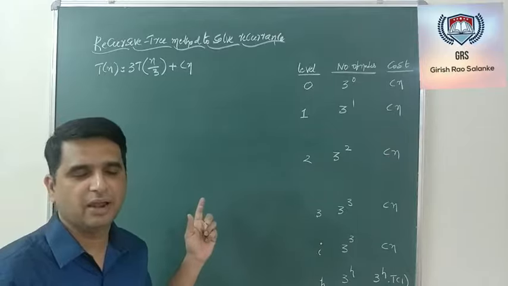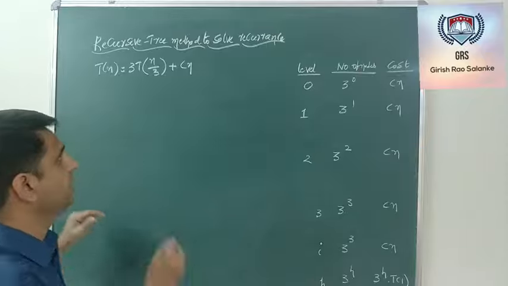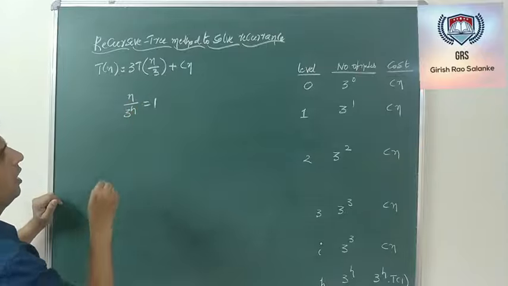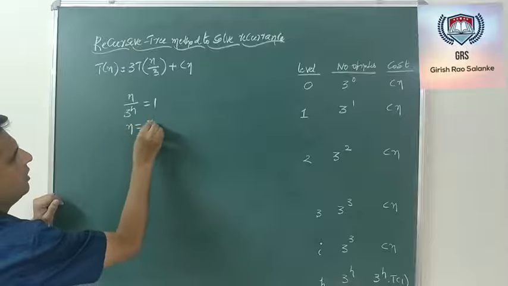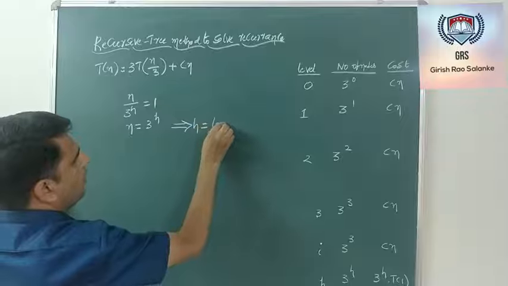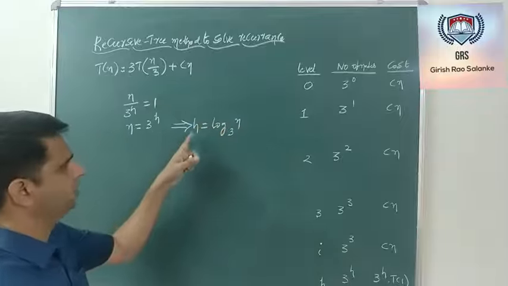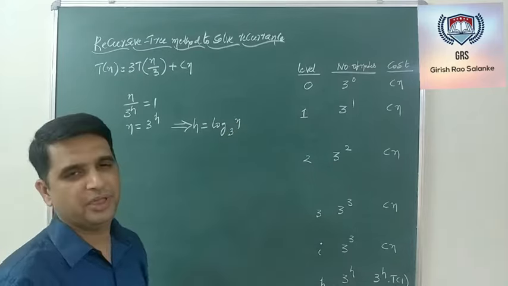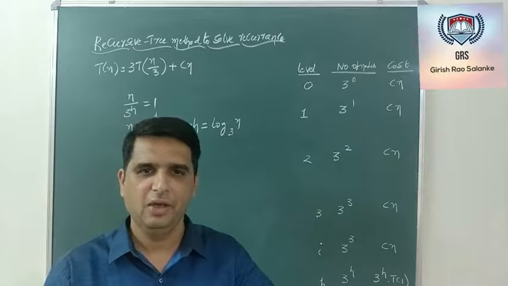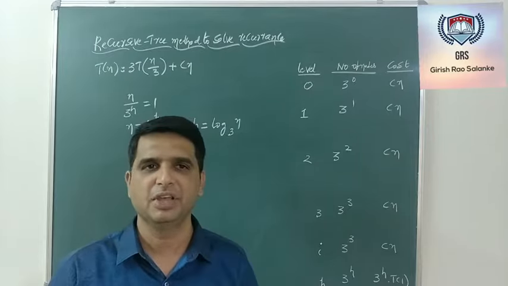At the last level, the size of the tree will be n divided by 3 power h, equal to 1. Now n is equal to 3 power h. So what is h? h is nothing but log n to base 3. Please note that I can express h as log n to base 3. It's quite simple because each node in the tree was divided into 3 subchildren.